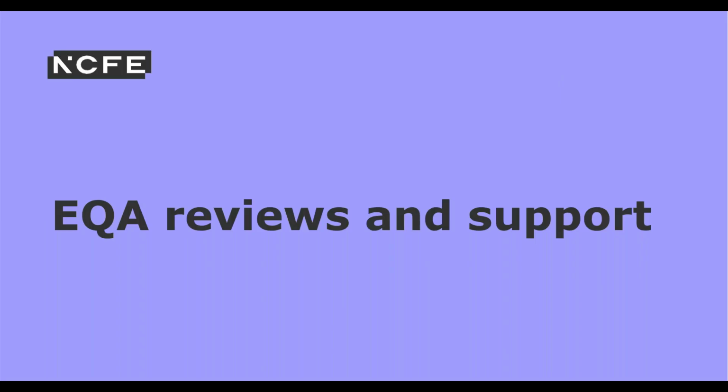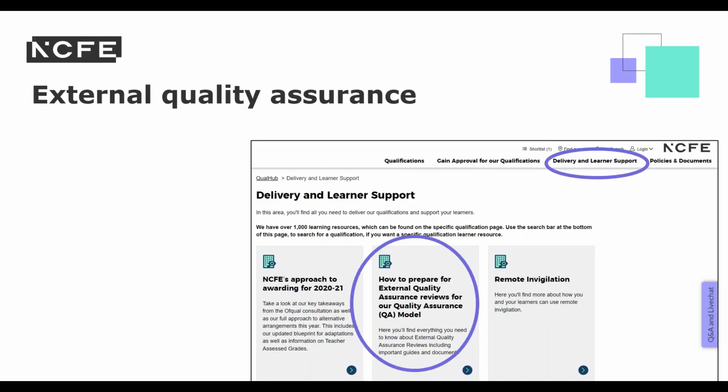I'm now going to talk you through the EQA review and the support that we have available. The final stage is the external quality assurance check. On QualHub, in the Delivery and Learner Support tab, we do have a section regarding EQA reviews, which you may want to have a look at to help you prepare. If you have already registered your learners, then you will have been assigned your EQA. An email will be sent out to the centre contact with details of EQA name, email, contact number.